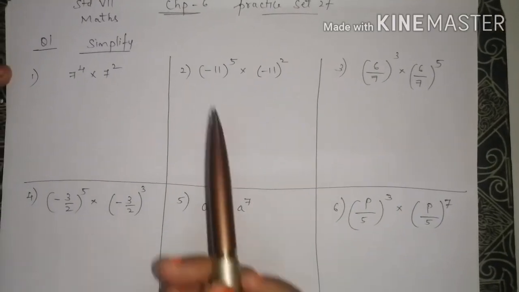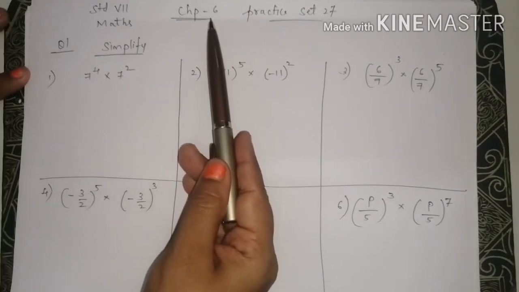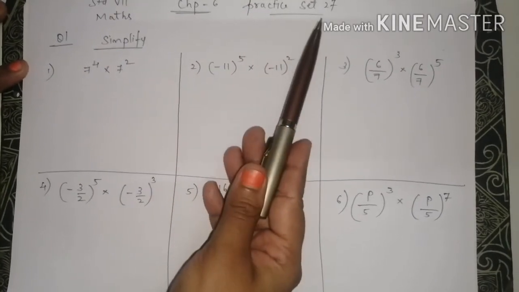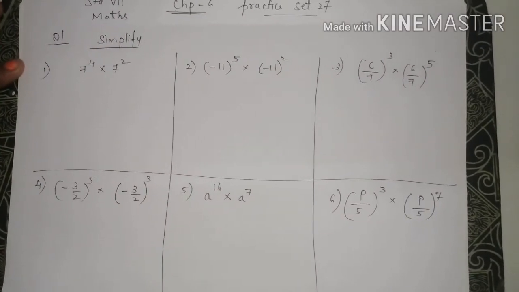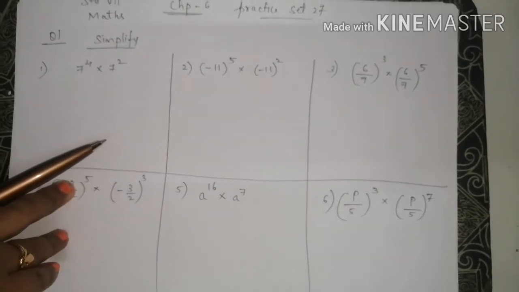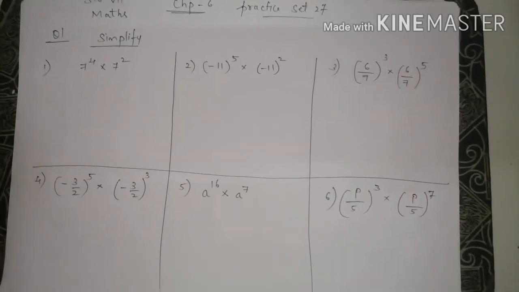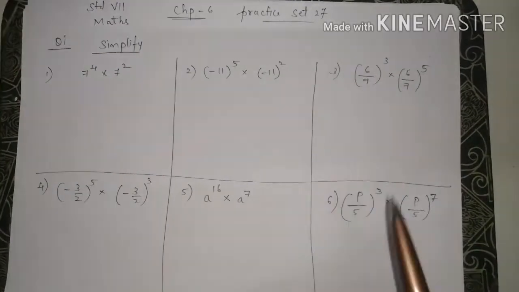Welcome students. Today we are going to start with practice set 27 of chapter number 6, indices. In the last part we have seen practice set 26. Now this practice set 27 is based on laws of indices. I am going to show the law of indices which we are going to use for practice set 27.